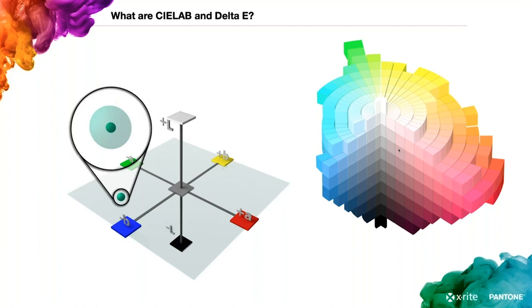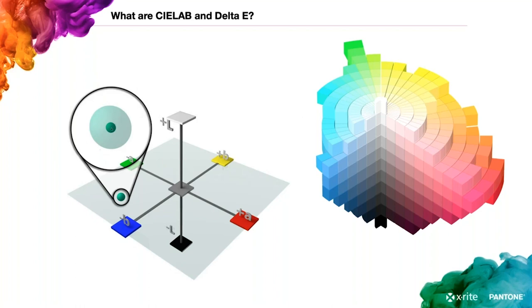So the L-star axis on the figure on the left describes how light or dark a color is. A-star, this axis right here, I'm highlighting with my mouse, hopefully you can see that, describes the redness and greenness of a color, while B-star describes the yellowness and blueness. So in the image above, the green dot represents a color in CIELAB space, and the sphere around the dot is a color tolerance metric called delta E.